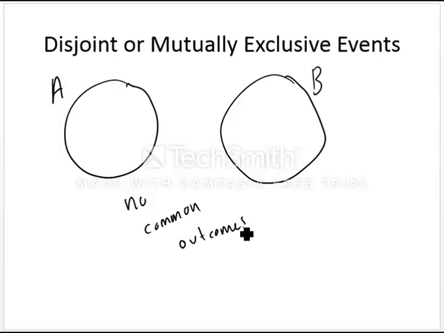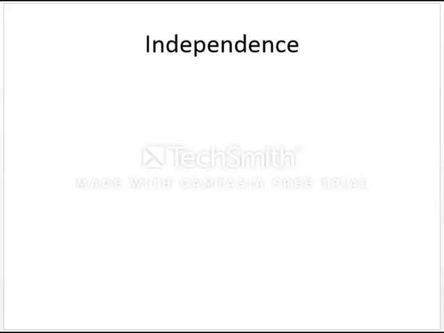Okay, maybe a more applicable example, rolling a die. If event A is even number and event B is odd number, then obviously there's no overlap. There's no common outcomes, because A would be 2, 4, 6, B would be 1, 3, 5. Okay, so those are examples of disjoint events versus independence.